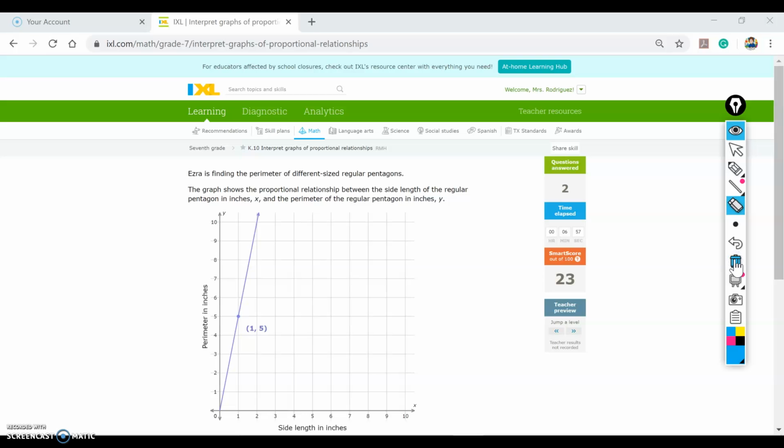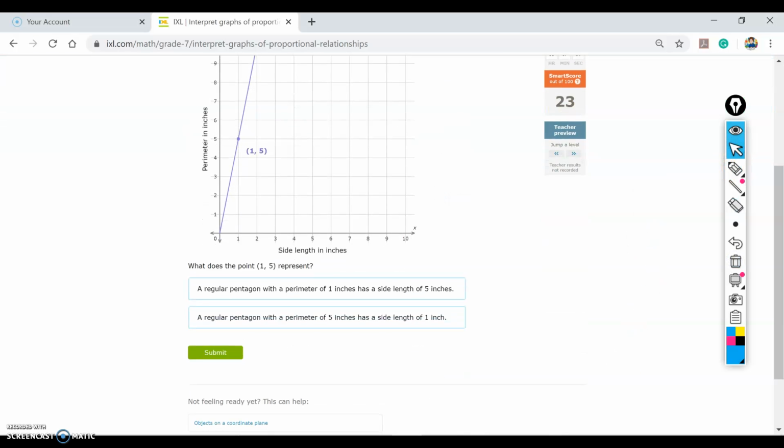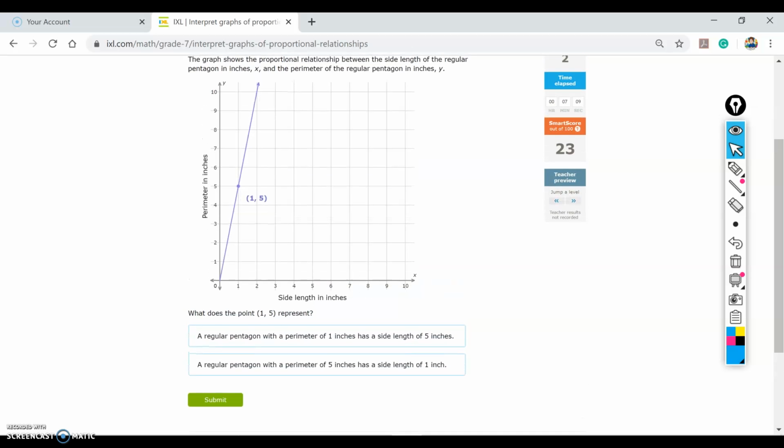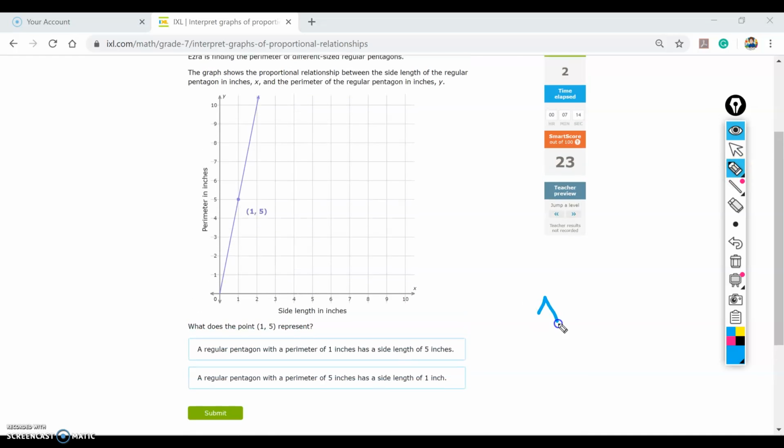Now let's do this one here. Let's do the same process. Let's find the point, label the point, and check the representation, the labeling we have for the x-axis and the y-axis. The point we got is 1, 5. So we have 1, 5. And we know that the x is 1, and the y is 5.